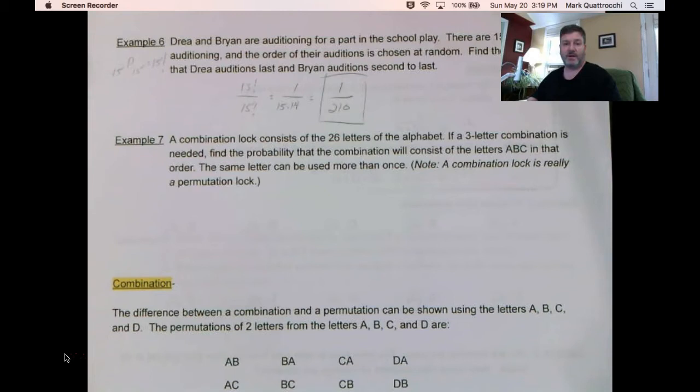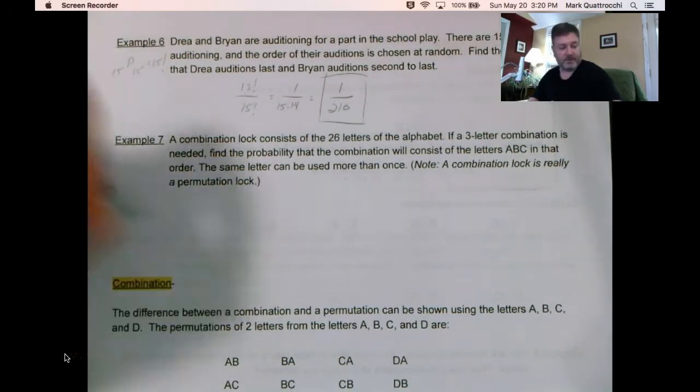Note, combination lock is poorly named. It really should be called a permutation lock, because with a lock, order matters. Somebody called it a combination lock a long time ago, and the name just kind of stuck.